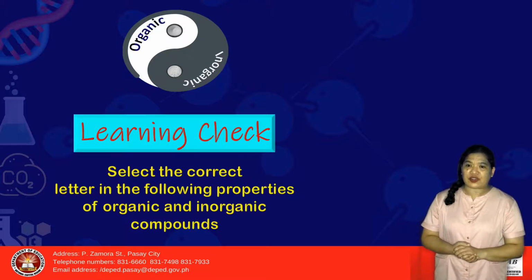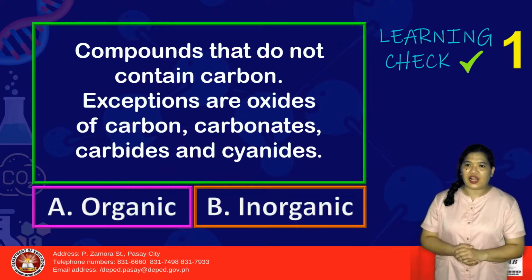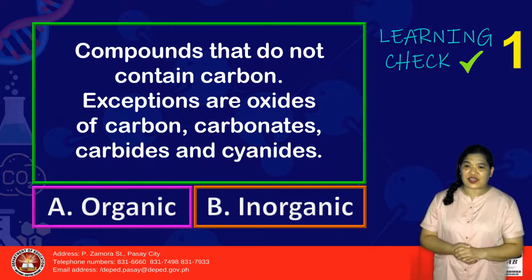Let's try to assess if you learned something about the lesson. Get your notebook and be ready to select the correct letter in the following properties of organic and inorganic compounds. Learning check number 1. Compounds that do not contain carbon. Exceptions are oxides of carbon, carbonates, carbides, and cyanides. Time starts now. Time is up. The correct answer is letter B, inorganic compound.